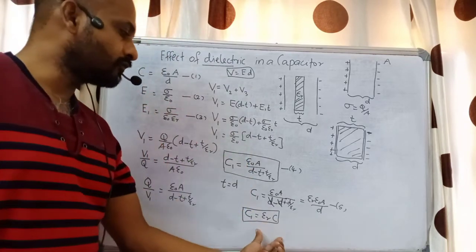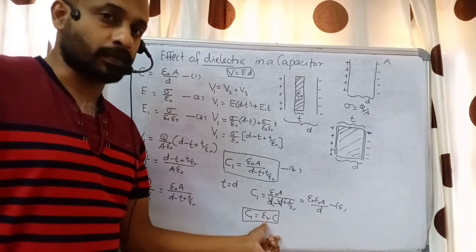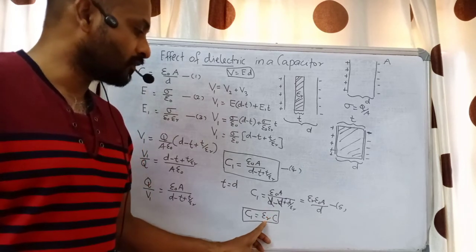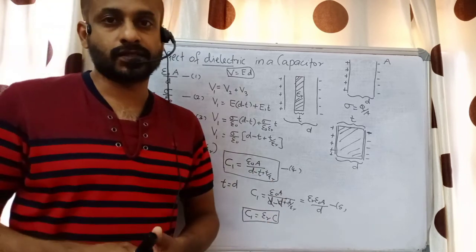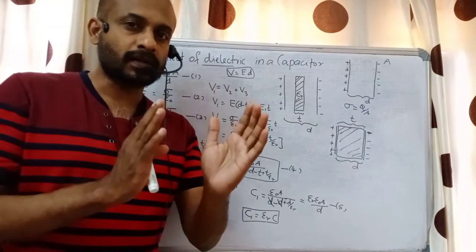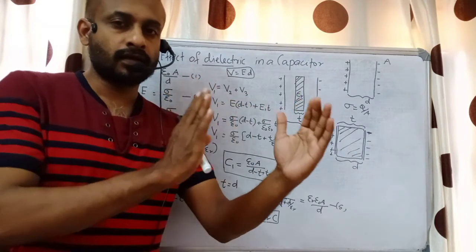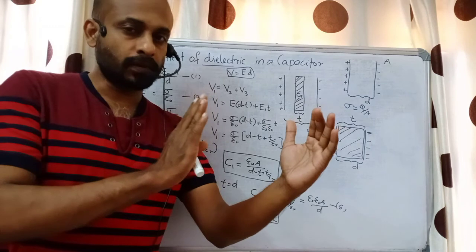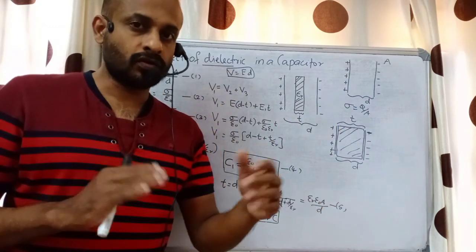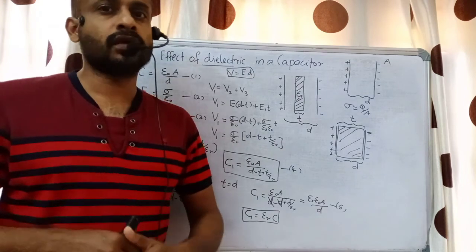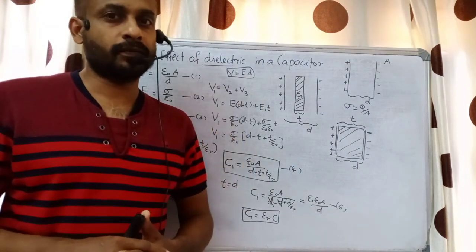So when we completely fill with the dielectric of dielectric constant epsilon R, what happens to the capacitance? Capacitance increases. Epsilon R will have a value more than 1. So when we compare two capacitors, one with a vacuum between the plates, the other having dielectric between the plates completely, we can see that the capacitance is getting increased. So what is the effect of inserting a dielectric? When you insert a dielectric, capacitance gets increased. Okay, thank you.